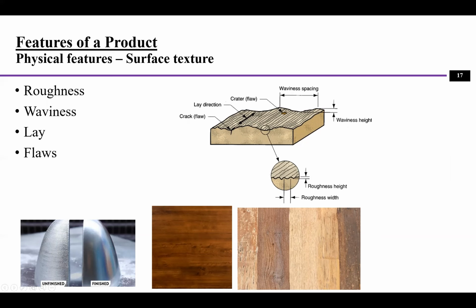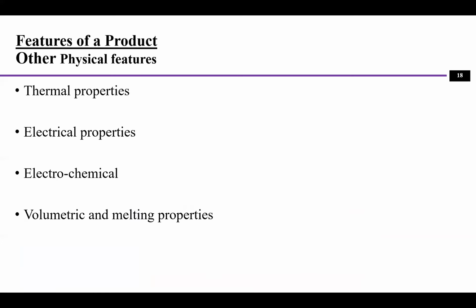And there are multiple manufacturing methods that can help improve the surface texture, for example, to reduce the surface roughness and make it smoother, and also to fix or repair some of the flaws. Other physical features can be thermal properties, electrical properties, electrochemical, or volumetric and melting properties. It is all related to the functional or working environment of the product.